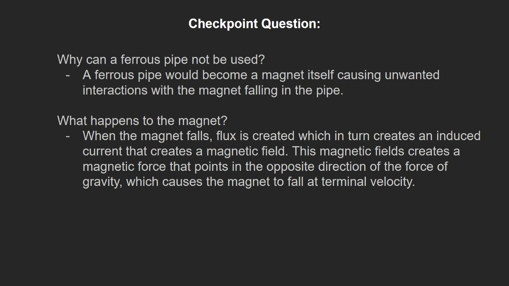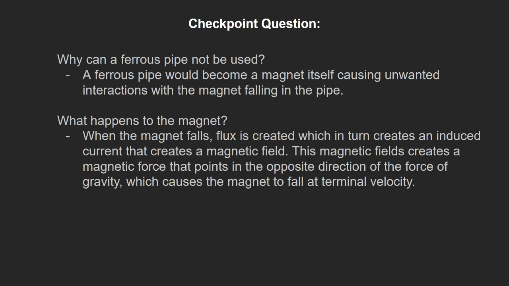So for a checkpoint question, why can a ferrous pipe not be used? The answer is the ferrous pipe would become a magnet itself, causing unwanted interactions with the magnet falling in the pipe. Now what happens to the magnet?